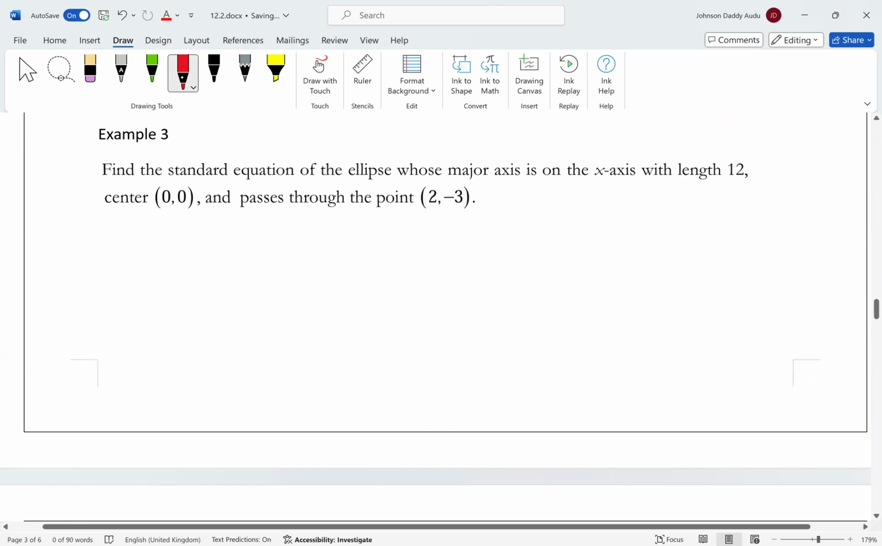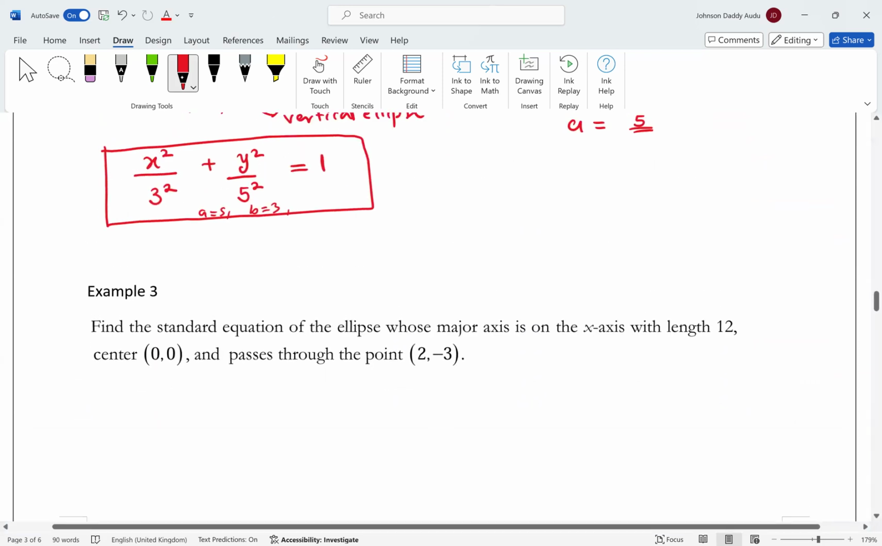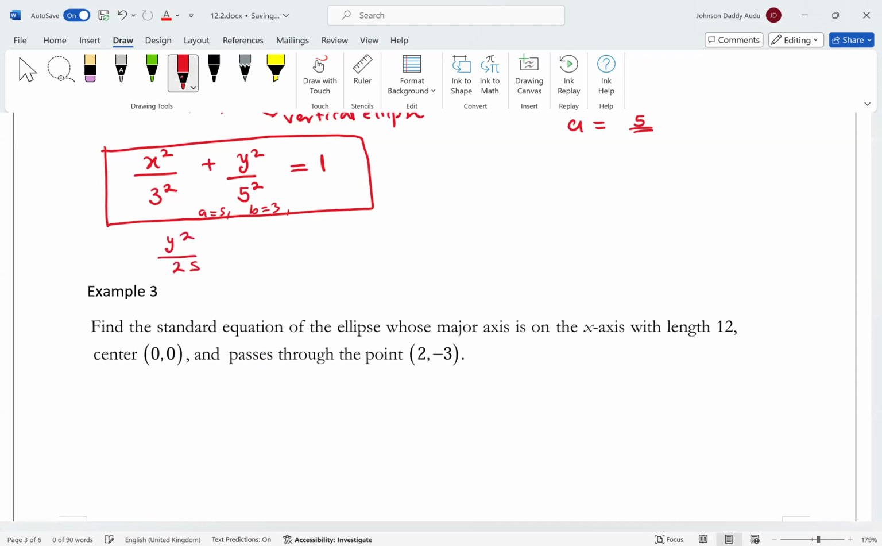So this one is example 3. What is example 3? Now this one, you can rewrite it. You can write it as y squared over 25 plus x squared over 9 equals 1. They're all the same.